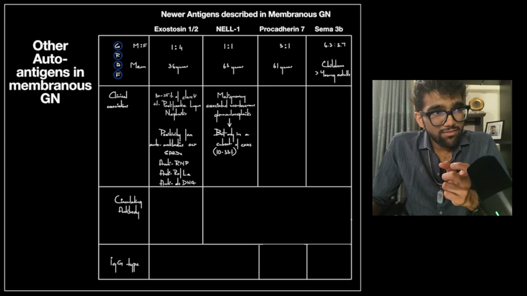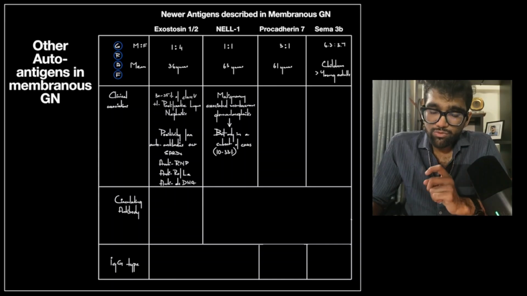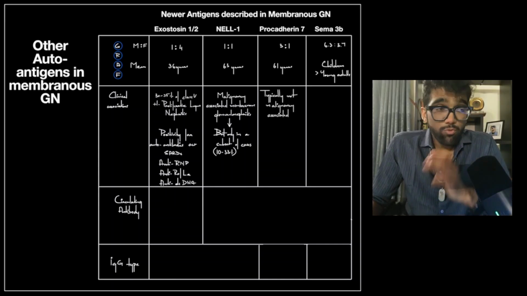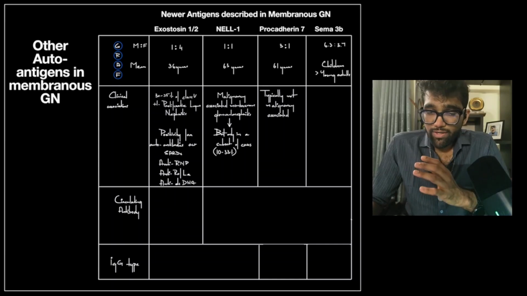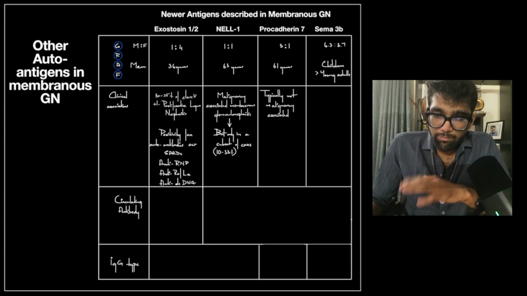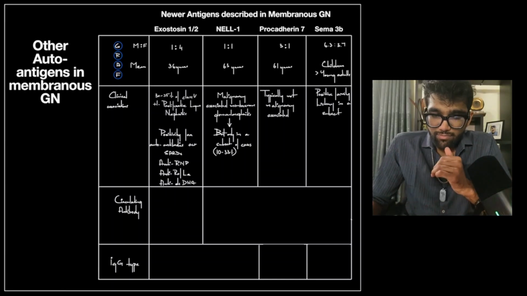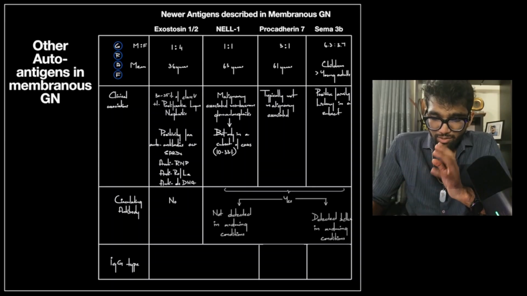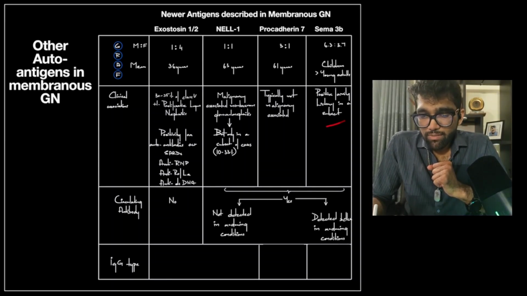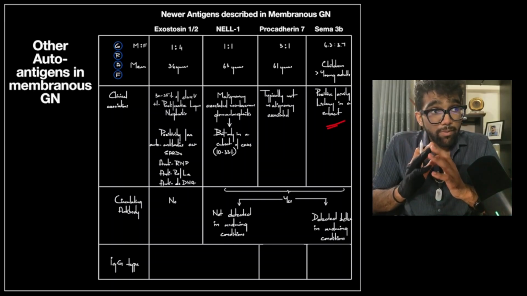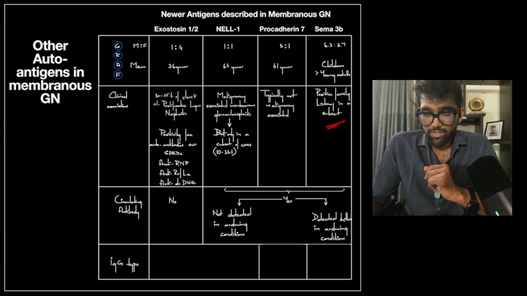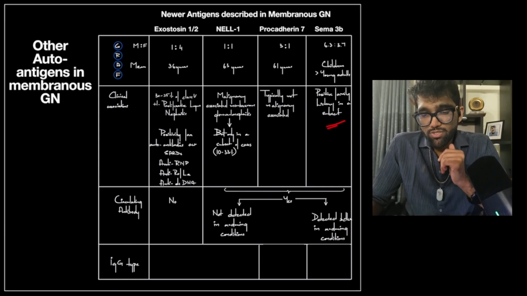But this often means around 10% to 33% of patients. Now, procalcitonin 7 antibodies are actually quite good prognostic because they're not typically associated with malignancy. But again, there is some data that counters this also, and we'll come to that. Okay, and semaphorin 3B typically occurs in membranous GN with a hereditary predisposition. Okay, so there will be a positive family history. Now, in a subset of patients.